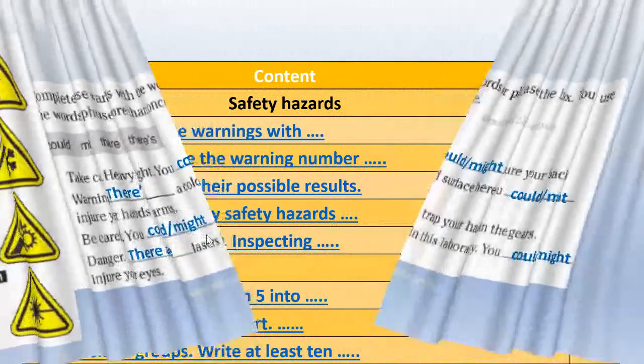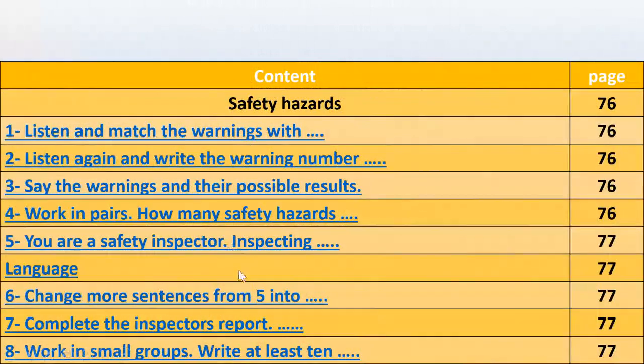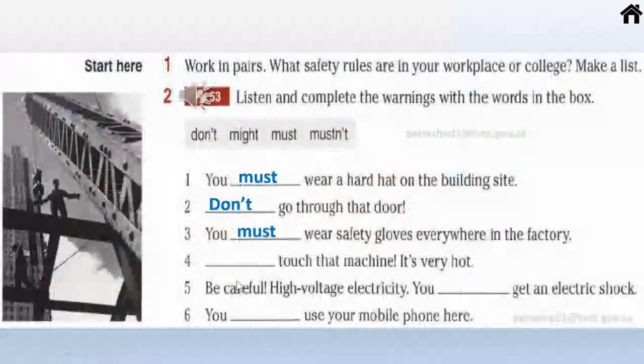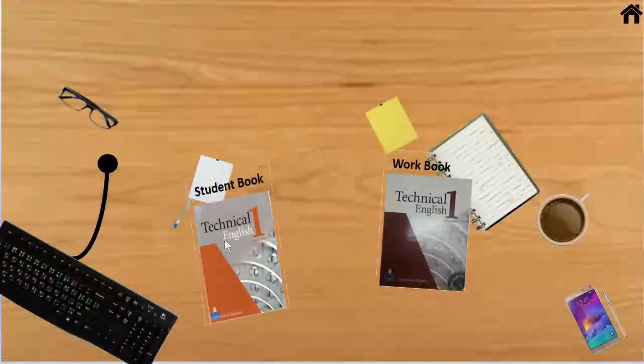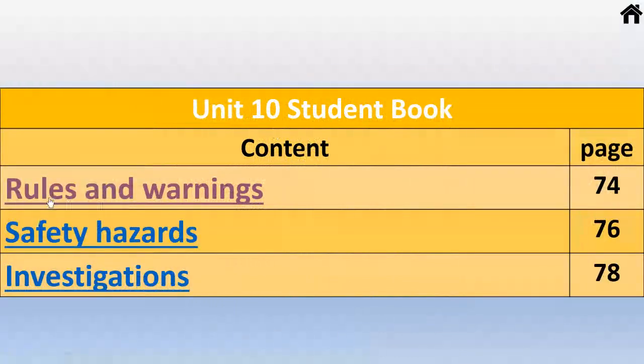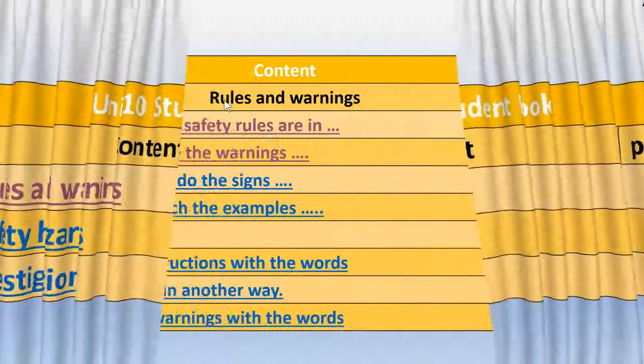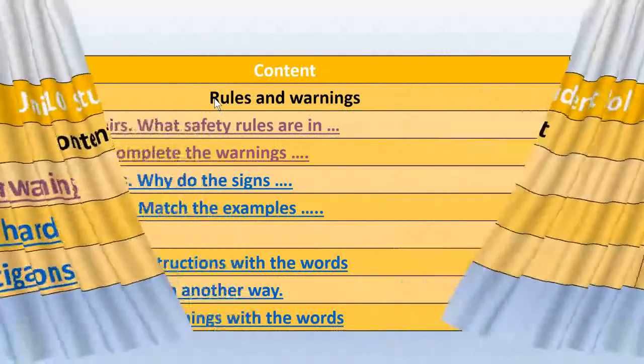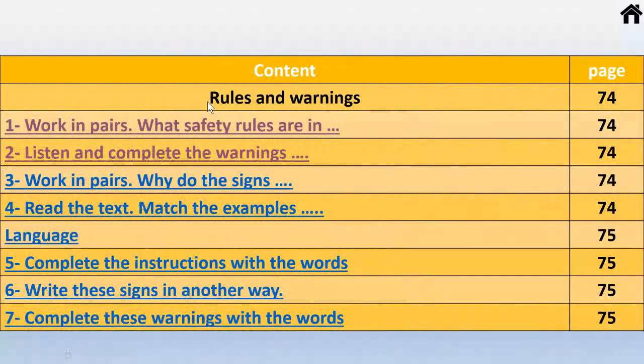Okay, we finished the lesson for today. But before closing the lesson, we'll do a quick revision. So we talked about rules and warnings. As we said before, rules are sets of instructions that tell you to follow something or to not violate something. Warnings, like rules, tell you what would happen if you did not follow these rules.